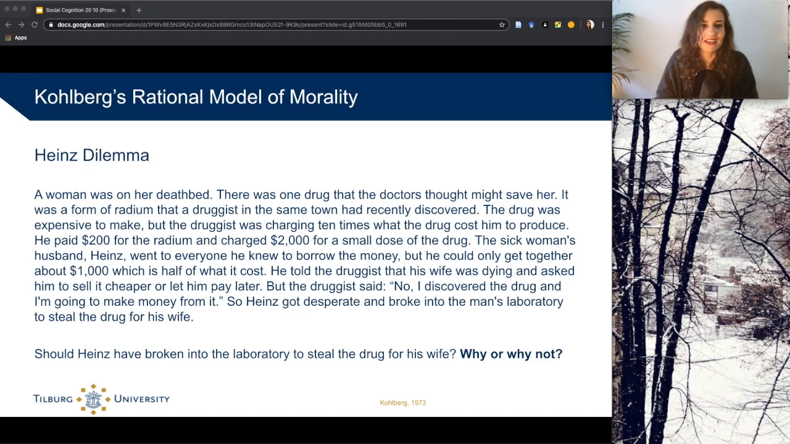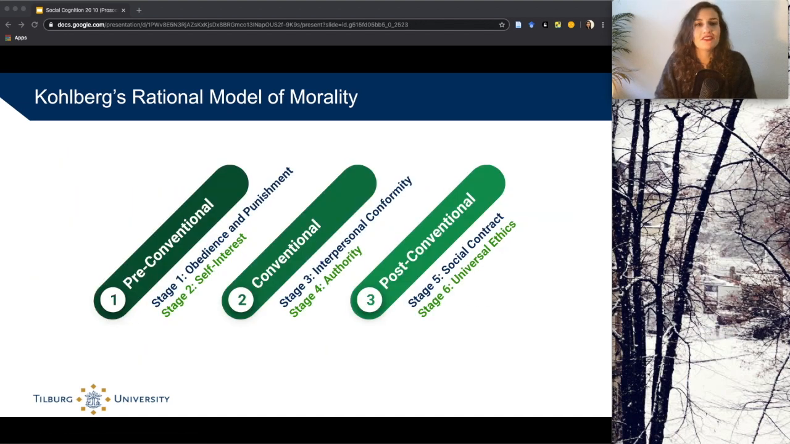And this Heinz dilemma is a classical case we can use to exemplify different stages of moral development according to Kohlberg's rational model of morality. So in particular, this is about the reasons. Why or why not should Heinz break into the laboratory to steal a drug for his wife? Before we jump into trying to assign a level of moral development to the answers given to the Heinz dilemma, of course, what we should do is learn about the different stages of moral development according to this model. So let's do that. Let's jump in.